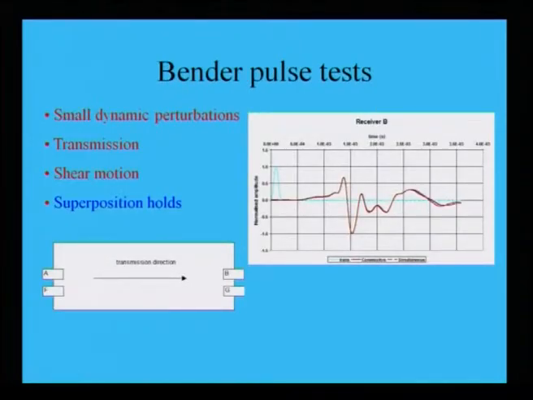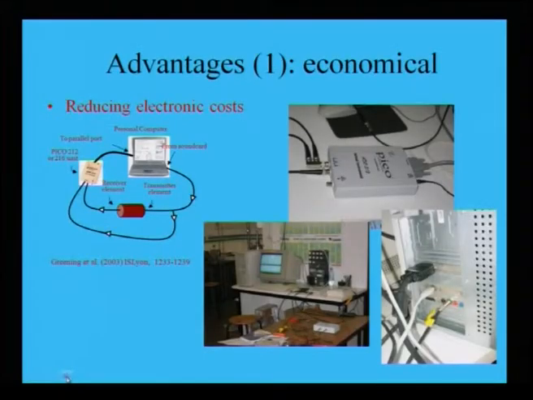This is the bender pulse test I have discussed. Then the advantages I also discussed. This is economical because it can be easily done in the laboratory. In the field, if you want to measure the shear wave velocity, then you have to go for a downhole technique, seismic downhole technique or crosshole technique. With the bender element it can be easily done in the laboratory by means of a triaxial cell.